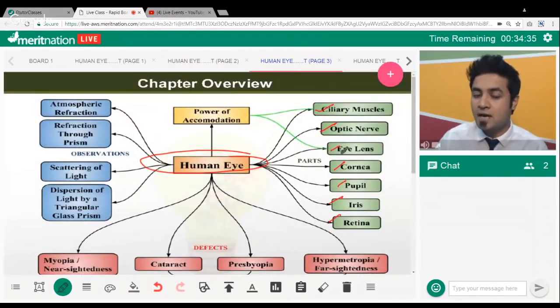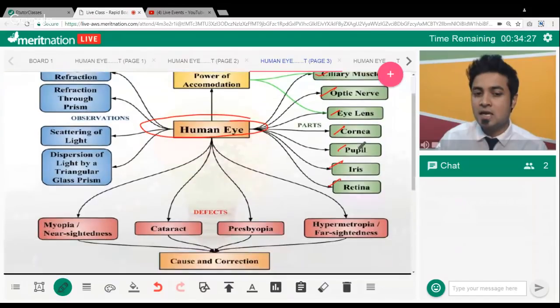Now we talk about the eye lens. It converges the rays that are coming from different distances. Then the cornea is a transparent layer that protects the eyeball. The function of the pupil is to adjust the amount of light that enters the eye, so that is controlled by the pupil. The iris controls the size of the pupil. And the retina is the place where the image is formed.